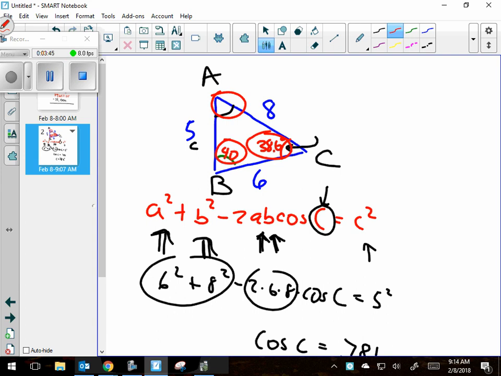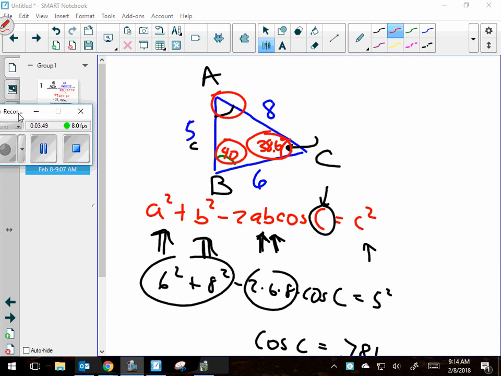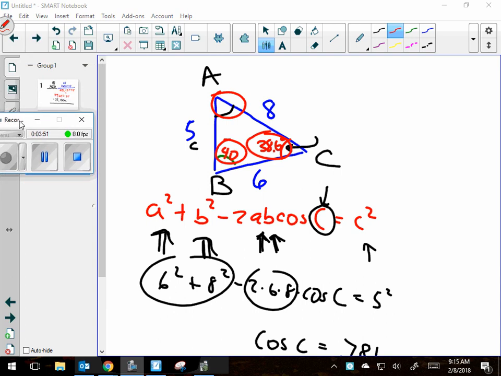Okay, questions? Yes? Yes. As soon as you have an angle and a side across from it, jump over to using Law of Sines. Yes. On any problem, anywhere. Okay? All right.